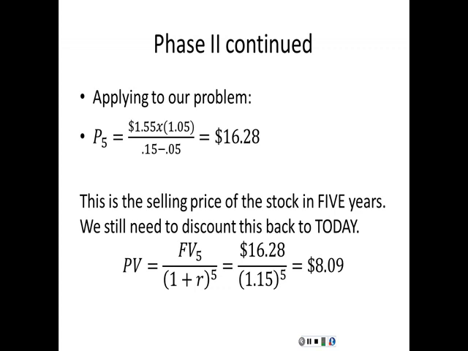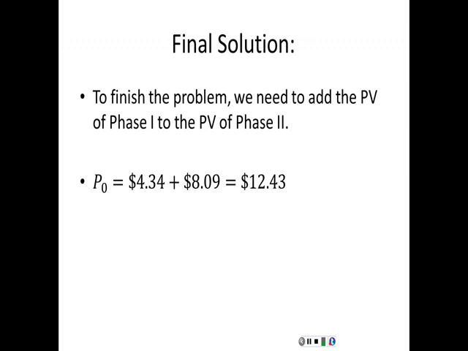So we treat the $16.28 like a future value, and it's a lump sum. So we find the present value of a lump sum by taking our $16.28 and dividing by 1 plus the interest rate to the 5th power, because it's 5 years away. We get 8.09. So now our final step is we take the present value of phase 1 and we add it to the present value of phase 2. That gives us our intrinsic value.